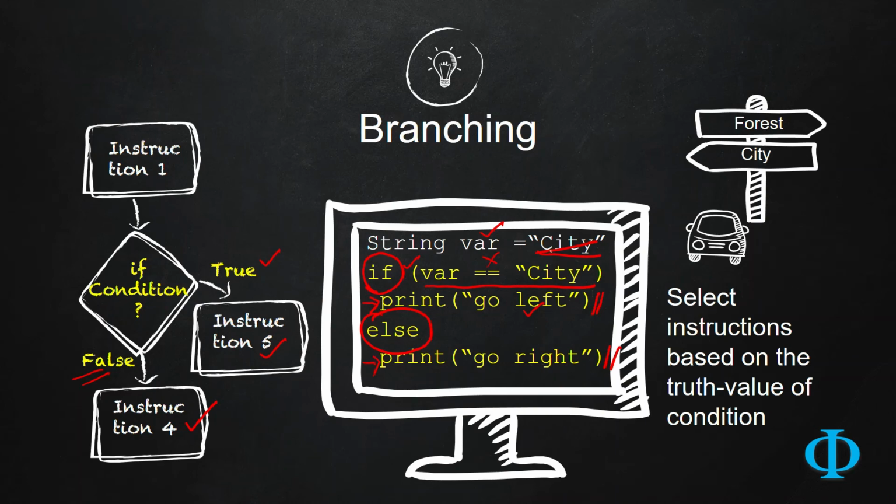Now, instead of storing city, if I store, let's say, var equals forest, then instead of printing go left, it would print go right, because the var equals city is false and it will directly come inside the else statement.